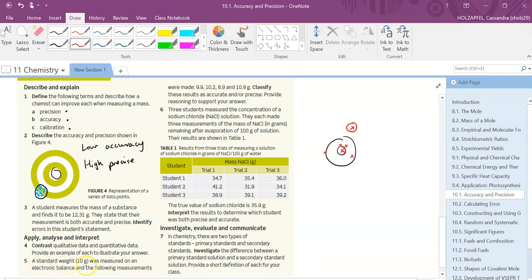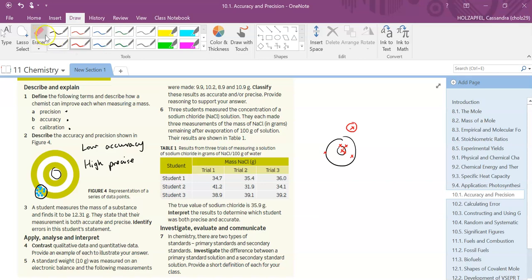A standard weight was measured on an electronic balance and the following measurements were made. If you don't know what a standard weight is, basically there's some big mass that they have in a locked vault somewhere, and they say this is the mass of exactly 1 kilogram here on Earth. And so they've made up smaller weights, 10 grams, 20 grams, 30 grams, and they say these are the standard weights, and we're going to compare every other weight to that. So what we're actually testing here is not the accuracy of the weight, we're actually testing the accuracy and the precision of the scale.